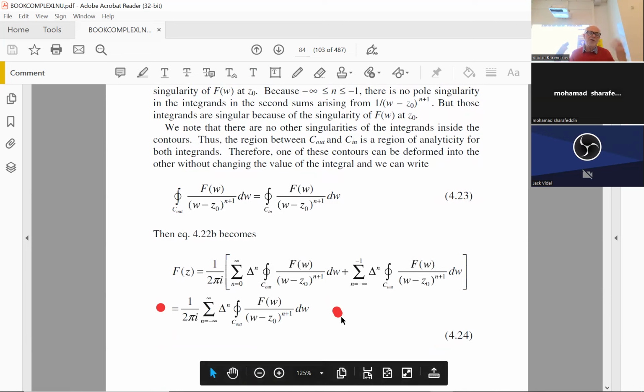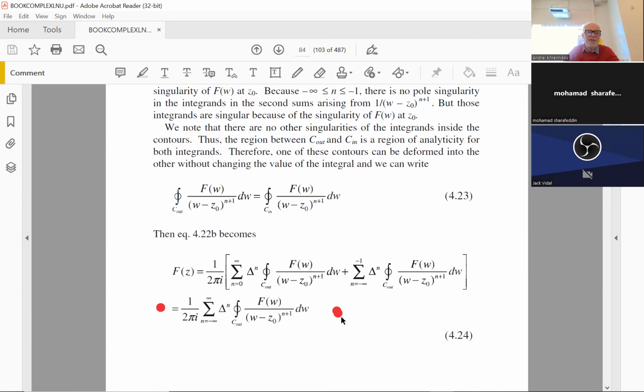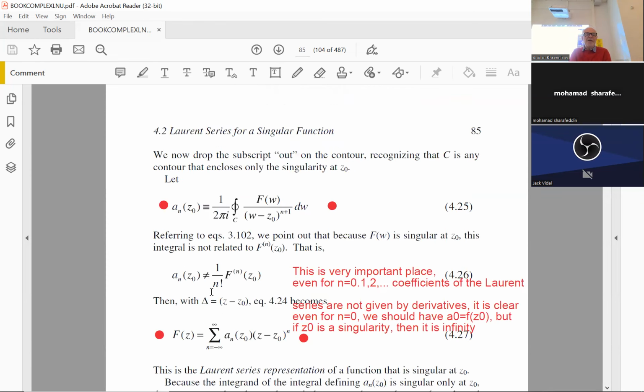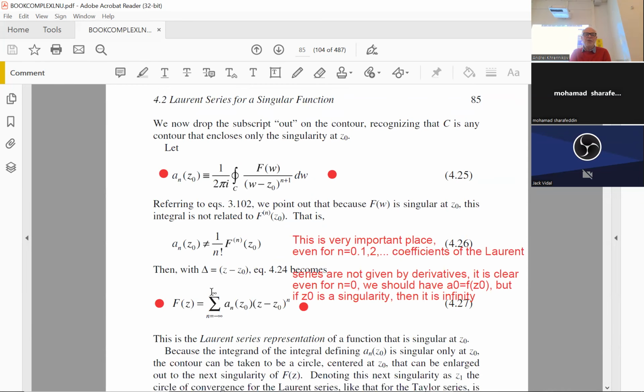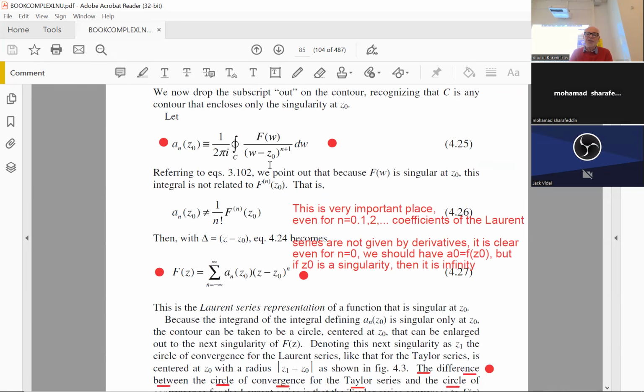So maybe you would be able to write this formula. And here is z minus z0 to the degree n. But now degrees go from minus infinity to plus infinity. So in Laurent series, you have terms 1 divided by z minus z0 in first degree, in second degree, and so on. What is an important remark? Coefficients of Laurent series are given by this integral.